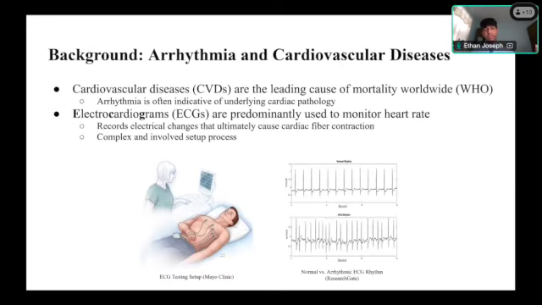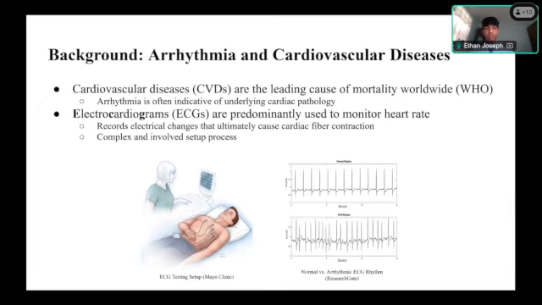So, I'd like to start off with a bit of background on arrhythmia and cardiovascular diseases. Cardiovascular diseases, also known as CVDs, are currently the leading cause of mortality worldwide. And arrhythmia, also known as irregular heartbeat, is typically indicative of these cardiovascular diseases. So, it's incredibly important in clinical settings that arrhythmia is detected to potentially mitigate these cardiovascular diseases.